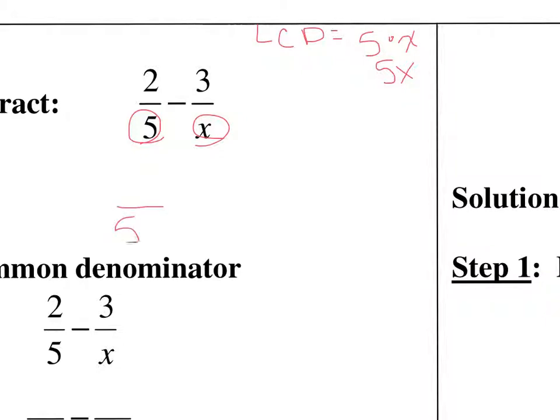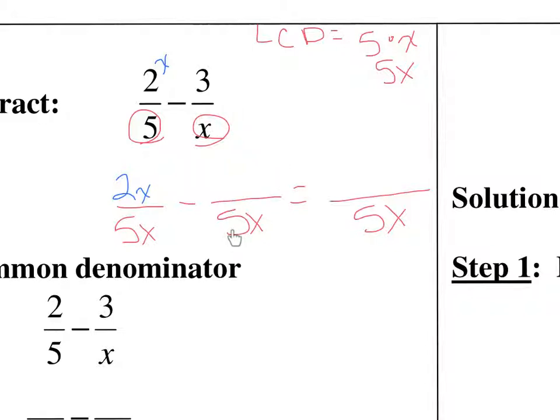And then I can change these both to a denominator of 5x. And of course, then my answer is also going to have a denominator of 5x, because remember, these three have to all be the same. So once I determine what the denominator is, now I have to change the numerators. 5 times what makes 5x? Well, 5 times x. So the numerator has to also be multiplied times x, and that will make 2x.